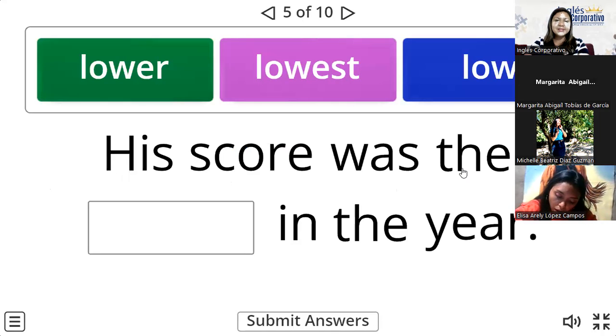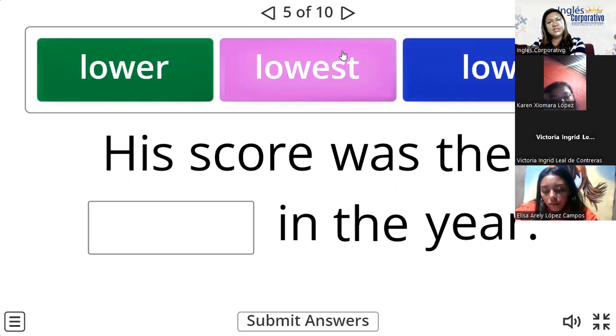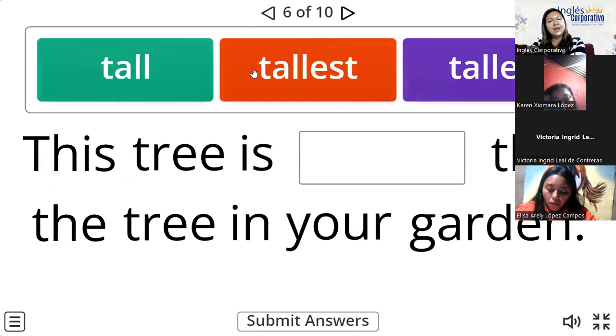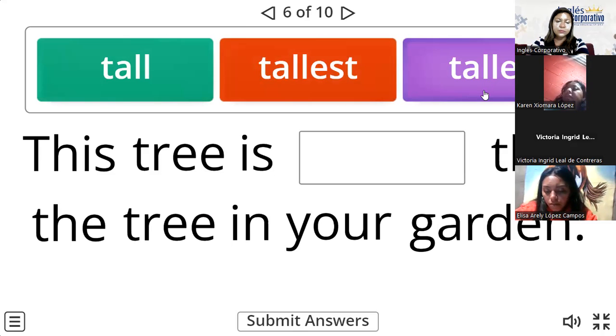His score was the lowest of the year. Lowest. Of all the year, that was the lowest. This tree is taller than the tree in your garden. Taller, exactly. Yes, the taller.